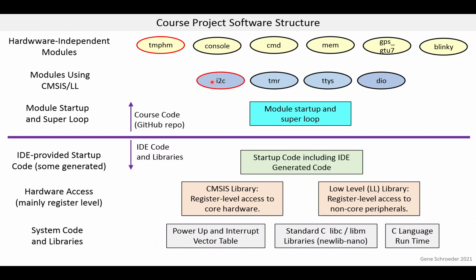The I2C module is the one we'll be discussing in this lesson, so it has a red border to highlight it. At the top level are modules that are hardware independent. One way they achieve this is by making use of these lower modules that provide hardware abstraction. An example is this temp hum module, which stands for temperature humidity. It is highlighted with a red border since we'll be looking at it later in this course. It accesses a sensor that has an I2C interface, but it achieves MCU hardware independence by using the I2C module. If we were to move this module to another platform, another MCU, it should not have to be changed.